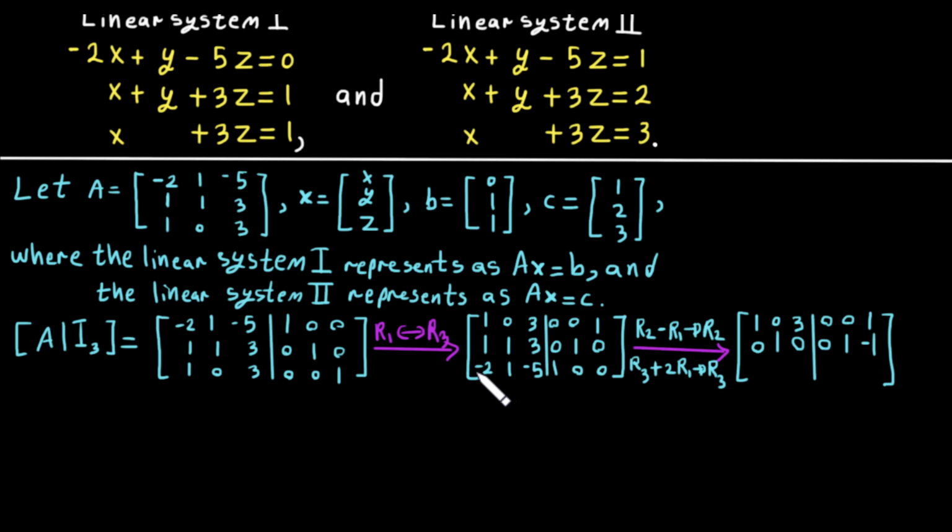Here, row 3 plus 2 multiplied by row 1. So -2 plus 2 multiplied by 1, which is 2. -2 plus 2 equals 0. So here I have to write 0.